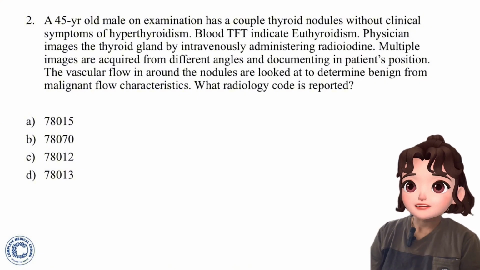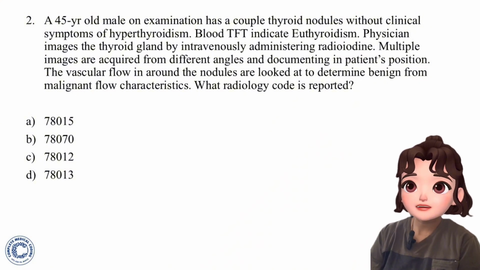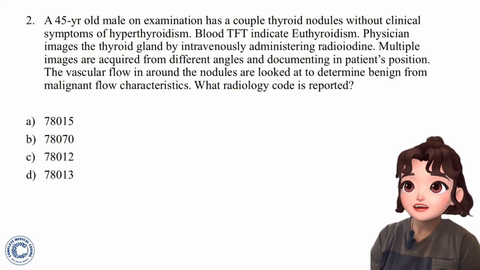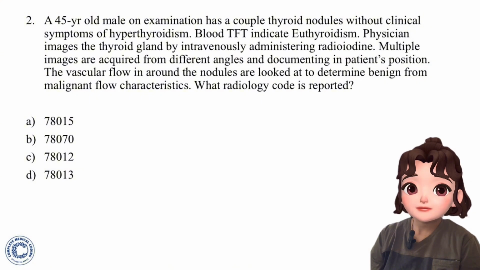Now moving to the second question. A 45-year-old male on examination has a couple of thyroid nodules without clinical symptoms of hyperthyroidism. Blood TFT, thyroid function test, indicates euthyroidism. Physician images the thyroid gland by intravenously administering radioiodine. Multiple images are acquired from different angles and documented in the patient's position. The vascular flow in and around the nodules is looked at to determine benign from malignant flow characteristics. What radiology code is reported?